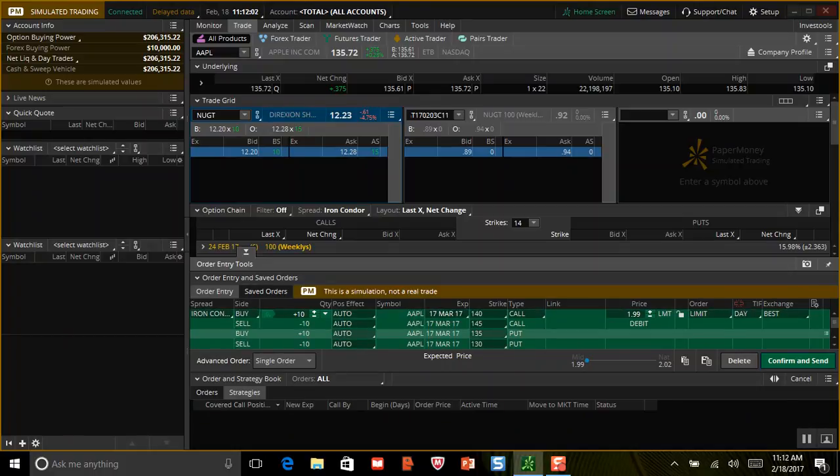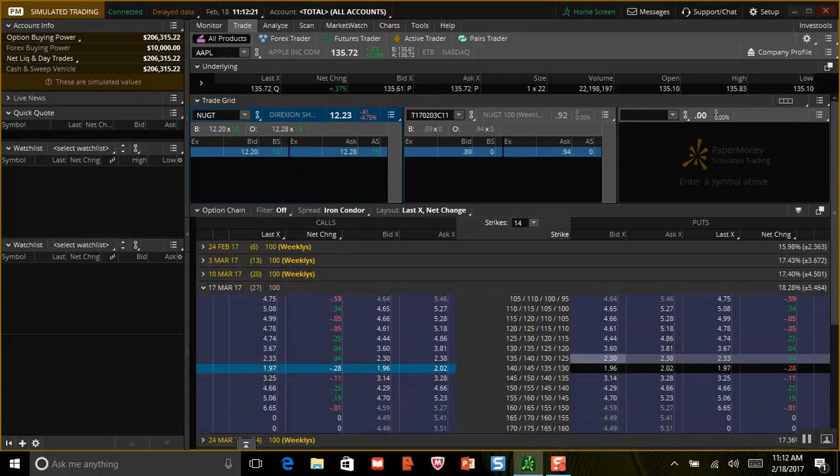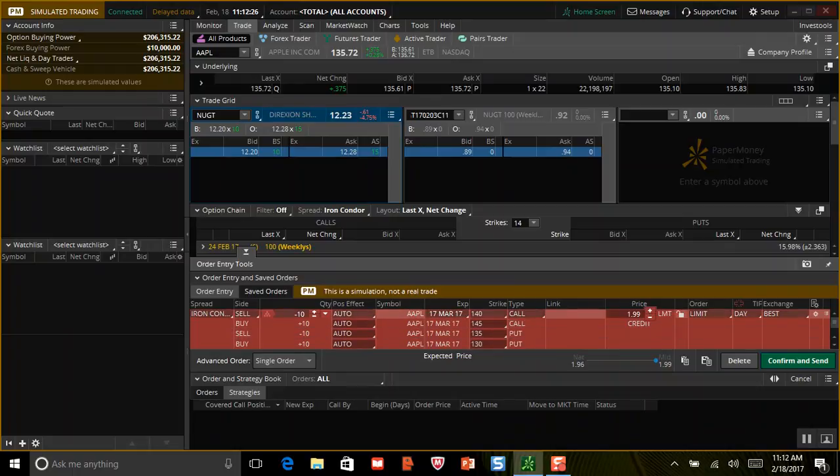And so as I'm looking at this, it's showing debit. So maybe I don't want to do a debit. Normally when I do a condor, I do credit condors. So I will cancel out of this. All working orders. Nope, delete. Okay, there we go. Let's go back to the credit. There, credit. So it looks like, let's hit the confirm and send.